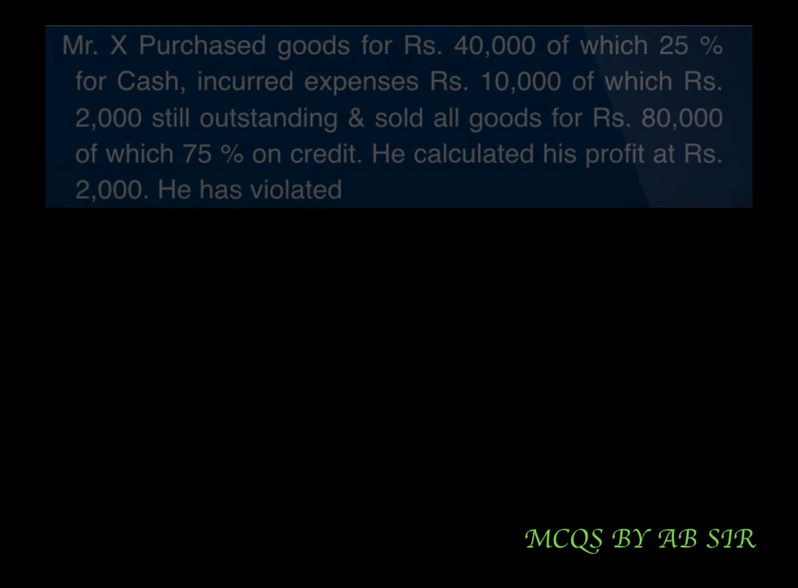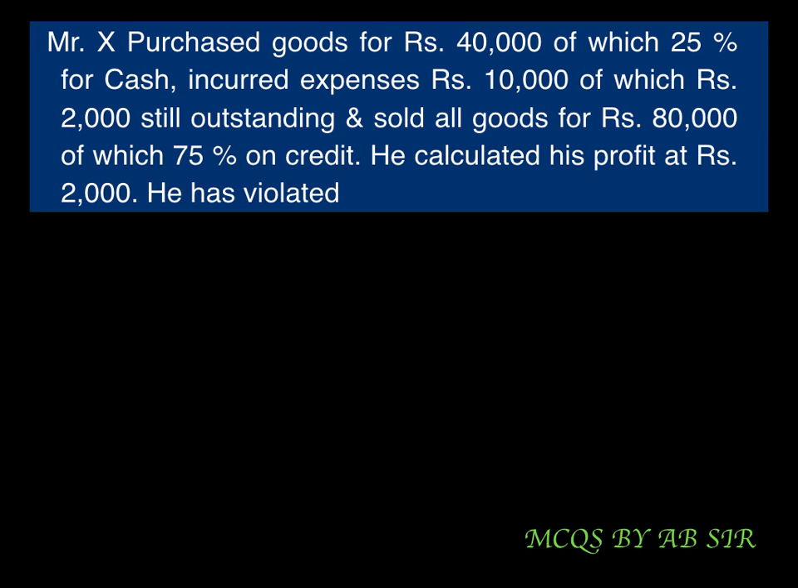Coming now to the last MCQ for this session. What is it? Important. Mr. X purchased goods for rupees 40,000, of which 25% was for cash. That is 75% must have been credit purchase. He incurred expenses of rupees 10,000, of which 2,000 is still outstanding. So he must have paid 8,000 and 2,000 is still payable, right? And sold all the goods for rupees 80,000, of which 75% was on credit. So again, out of 80,000, 75% was on credit. That means that 25% must have been for cash.